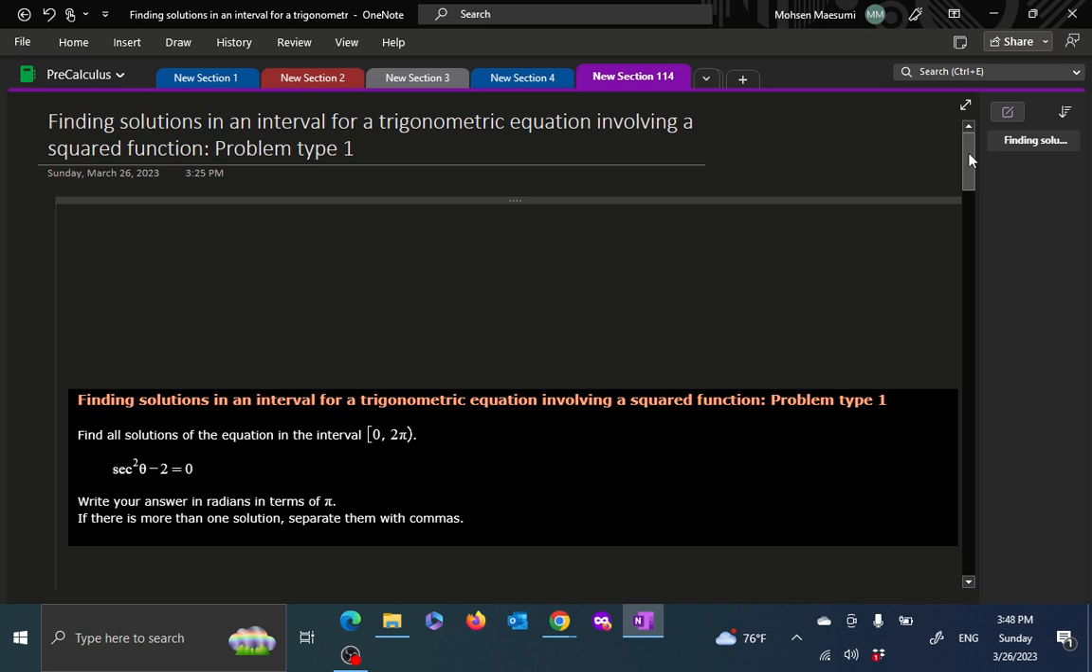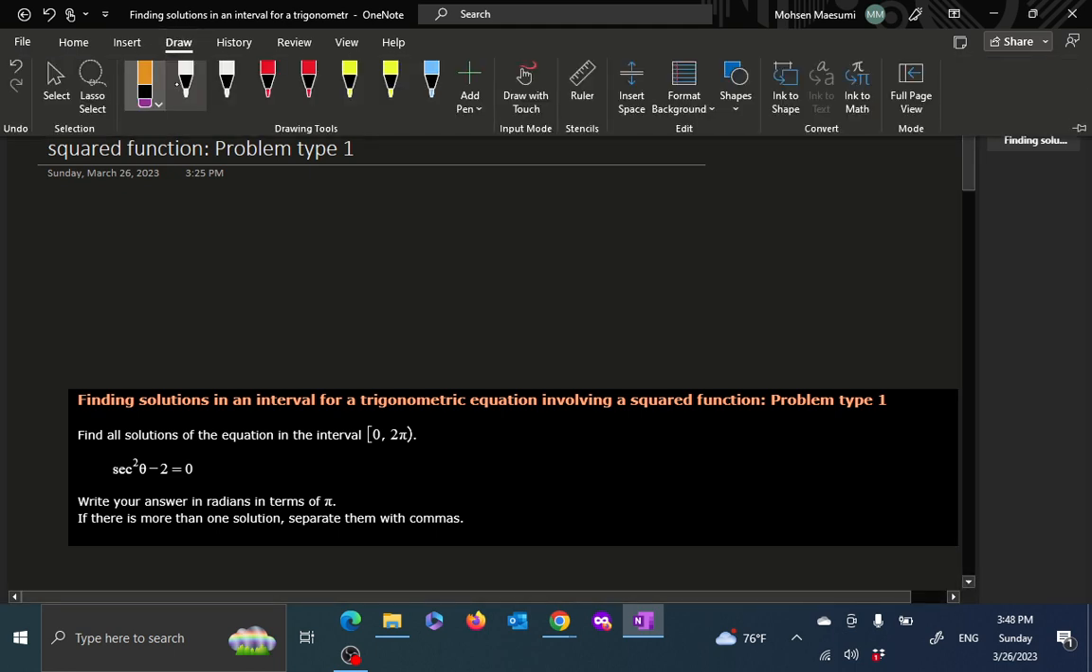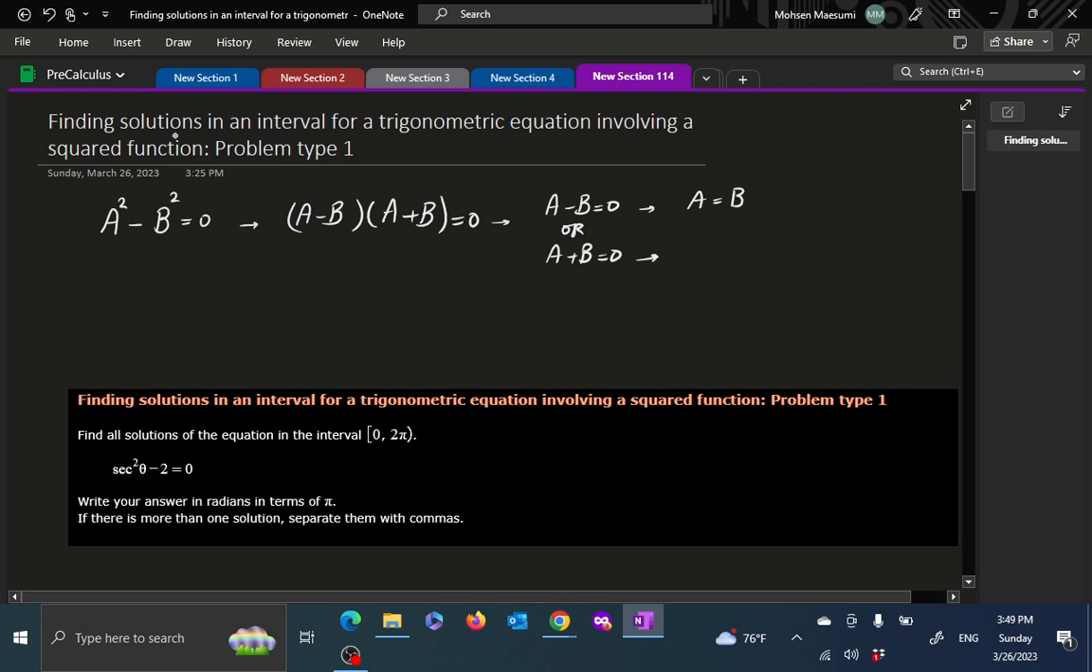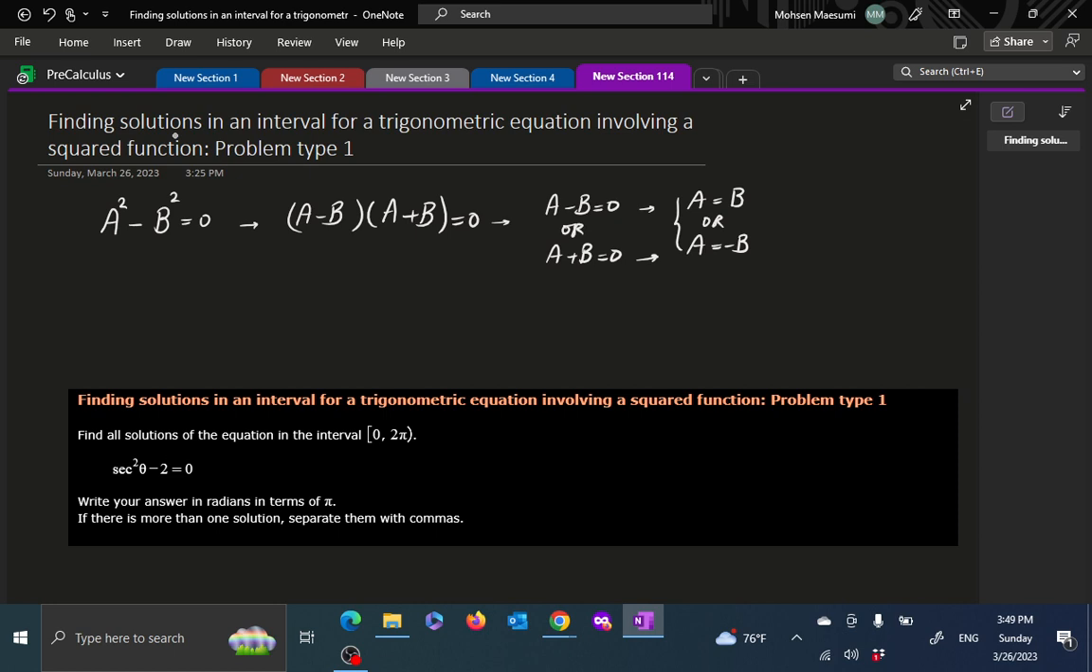Let's just review some basic algebra before we get started. Suppose I have an equation of the form a squared minus b squared equal to 0. What can I conclude from that? Well, I can factor this: a minus b times a plus b equal to 0, and from the zero factor theorem we had last time, either the first parenthesis is 0 or the second parenthesis is 0, which gives either a is equal to b or a is equal to minus b. So either of these two possibilities have to be considered.